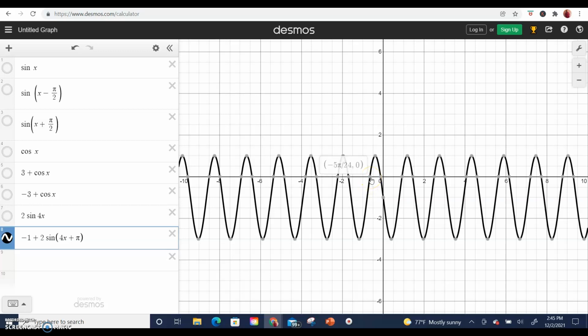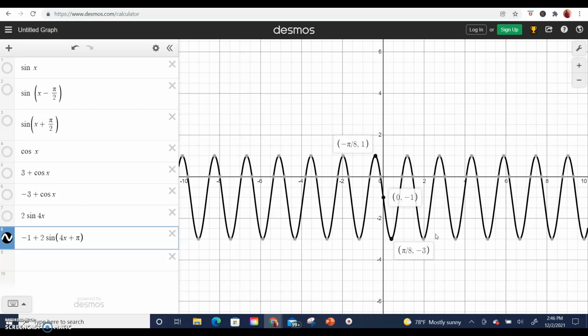Negative pi over 8, 1. So that should be this point here. Yes. 0, negative 1. You can see there. Pi over 8, negative 3 is there. And then our last point was pi over 4, negative 1, which is over here somewhere. And this is another one where it won't let you click, but you can get really close to it, okay? And so you can check your values on the calculator already.